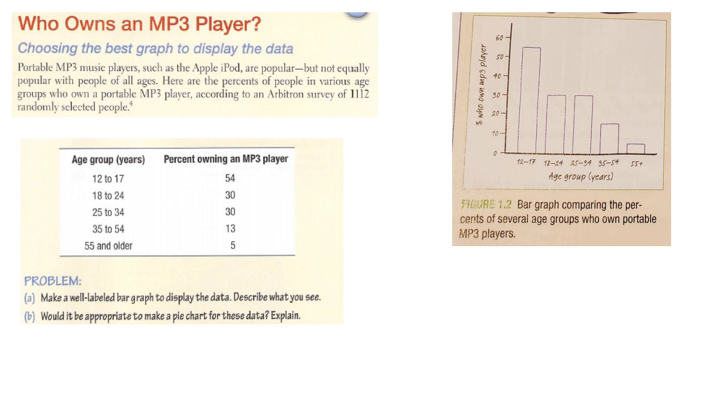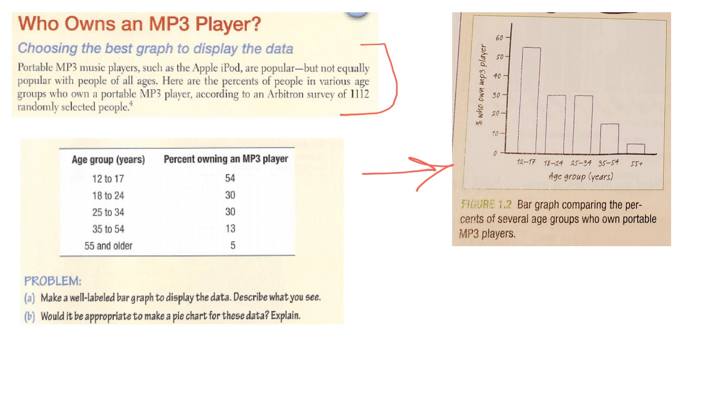Looking here with these MP3 players, here's our data set. Go ahead and pause for a second and read your background information. Okay, so hopefully you have your context now. Looking at our first problem, part A: make a well-labeled bar graph to display the data. Describe what you see. So this is what your bar graph should end up looking like.